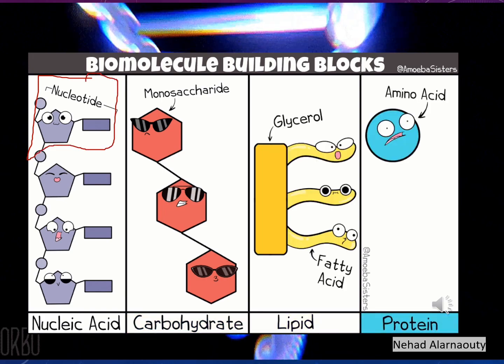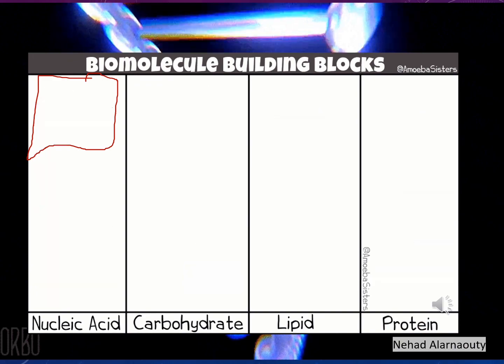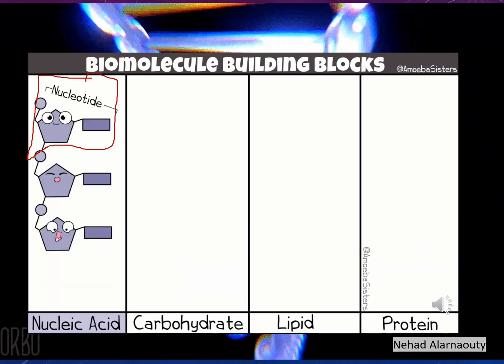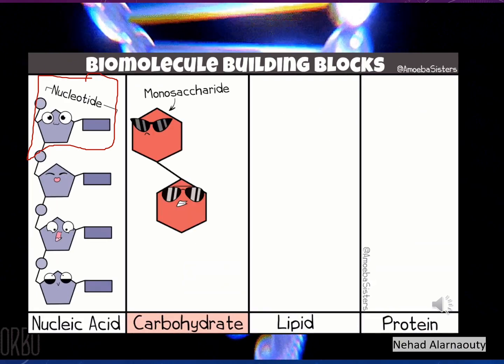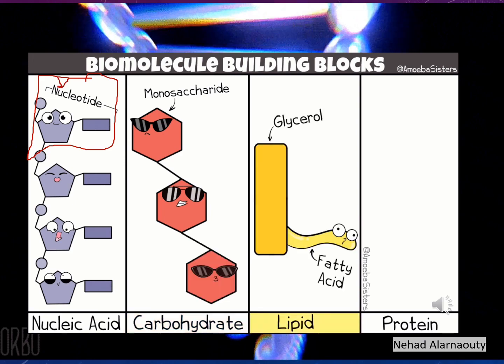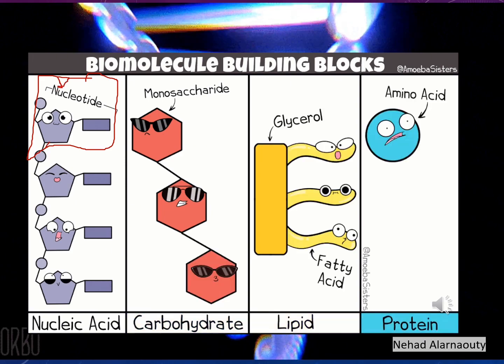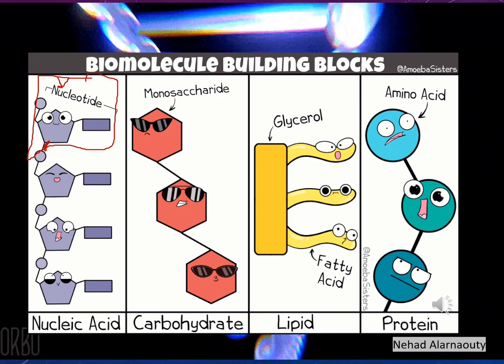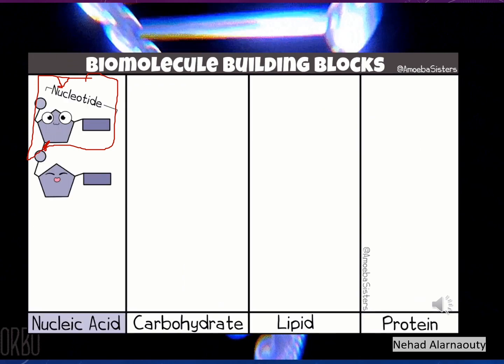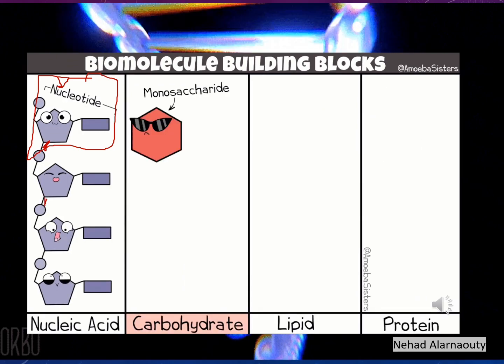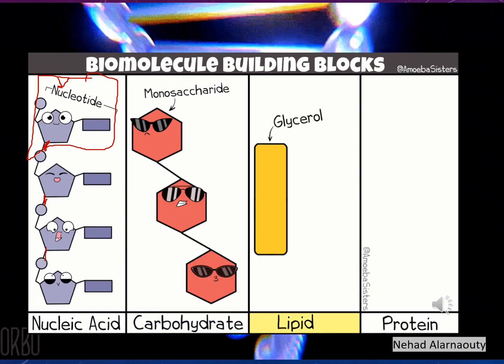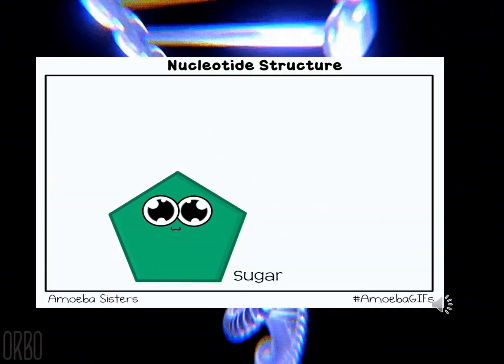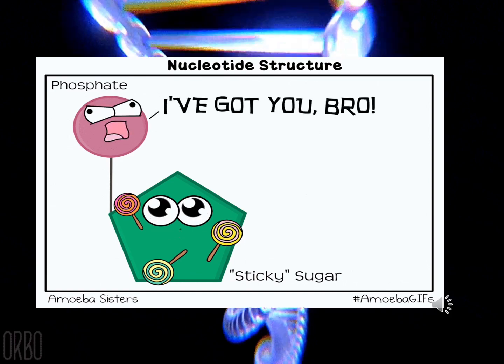So the nucleic acid as a polymer is made of small monomers, and the monomer today is called the nucleotide. The nucleotides are connected by those bonds to give the long strand of the DNA or the long strand of the RNA. Here we have the structure of the nucleotide.